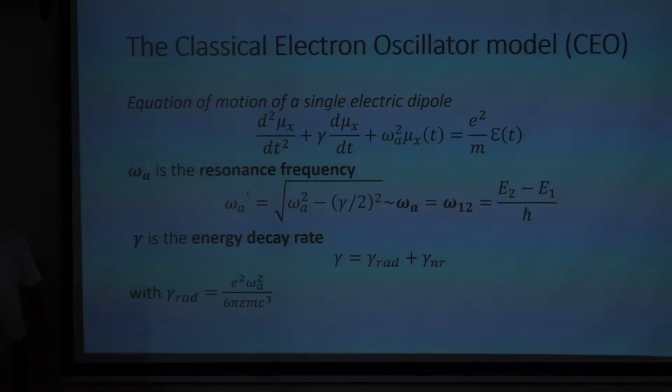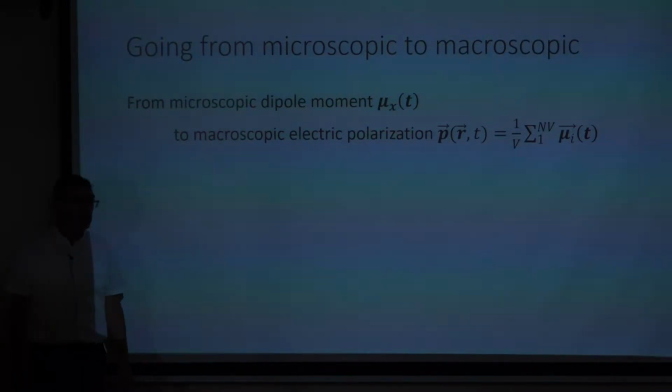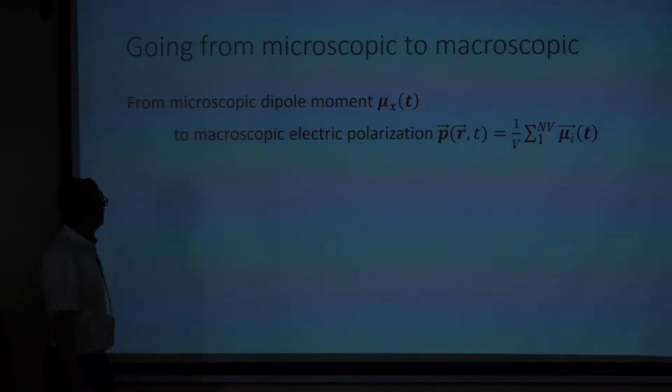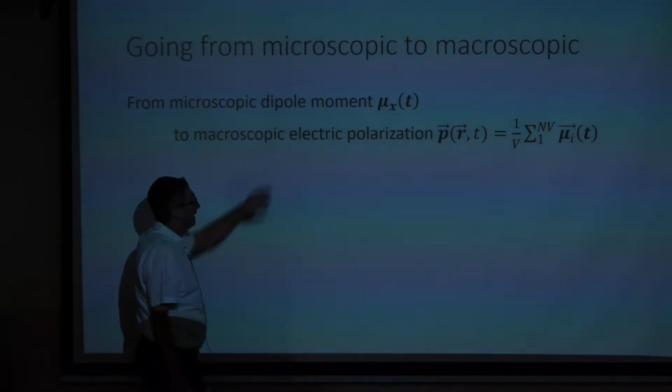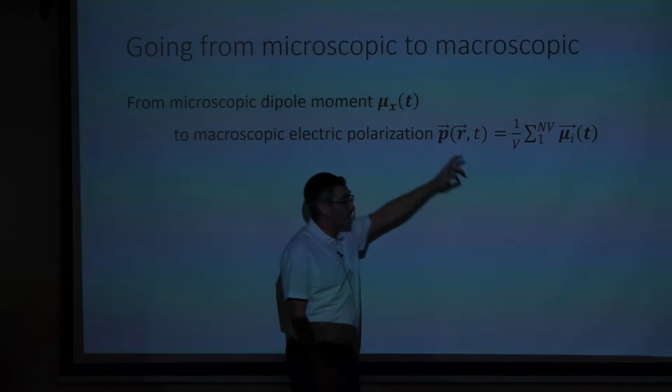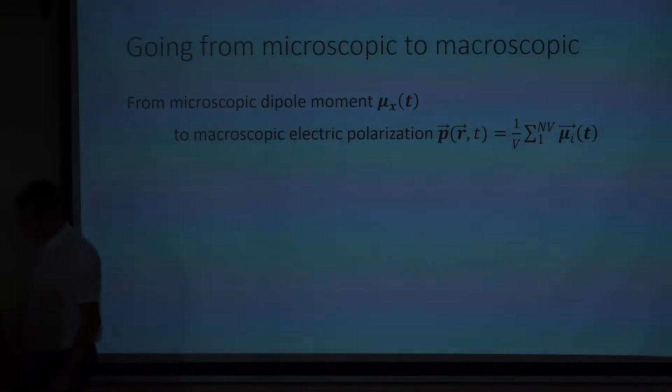So you remember we started from this microscopic description, atom by atom, and then we moved from microscopic to macroscopic description. So from dipole moments to the macroscopic electric polarization, P, which is a sum over all these small polarizations of all the atoms.